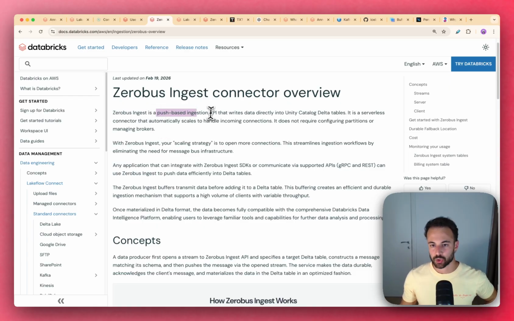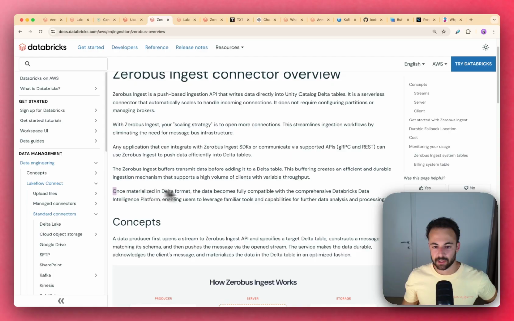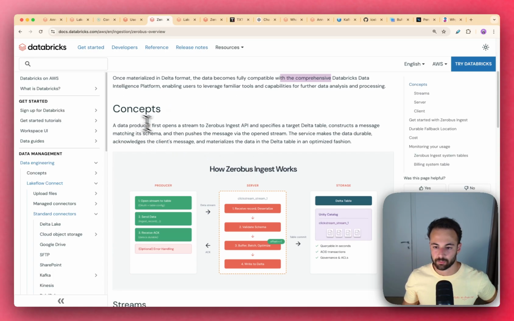It's a push-based ingestion API that writes data directly into Unity Catalog tables. Serverless connector. So this buffers transmitted data before adding it to a delta table, as I thought. The buffering creates an efficient and durable ingestion mechanism that supports a high volume of clients. So it's something like a Kafka where you write the data to Zerobus and it gets stored there. And once materialized in delta format, the data becomes fully compatible with the rest of your platform, of course.